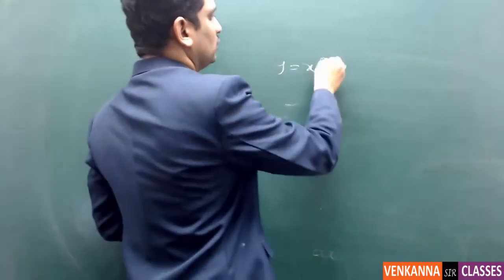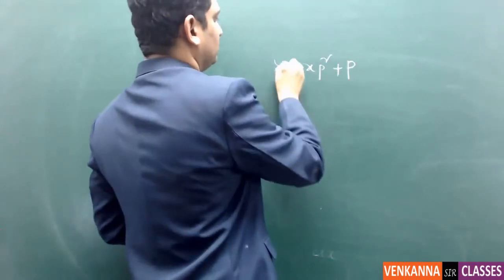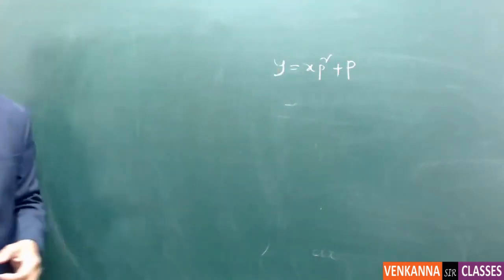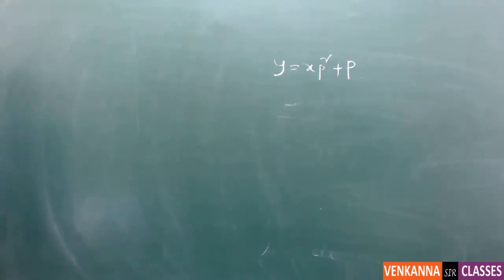Y is equal to xp square plus p. Please take a note of that. Since you know how to differentiate that, you go for differentiation. I am going to write the answer. You please check on that.